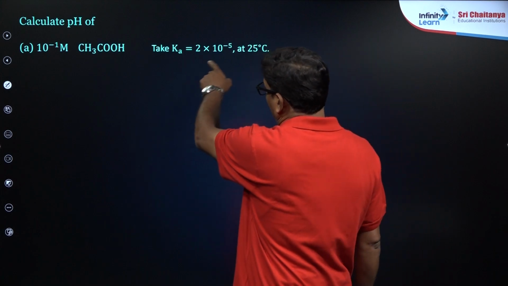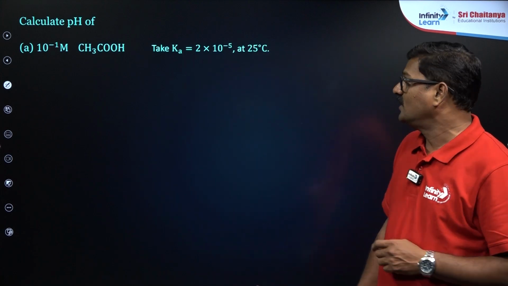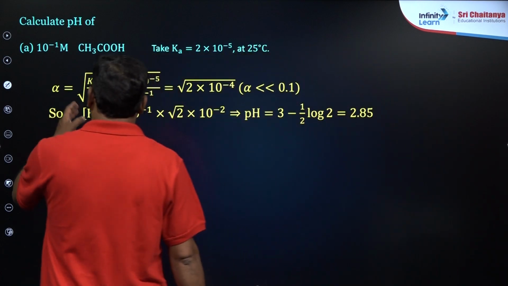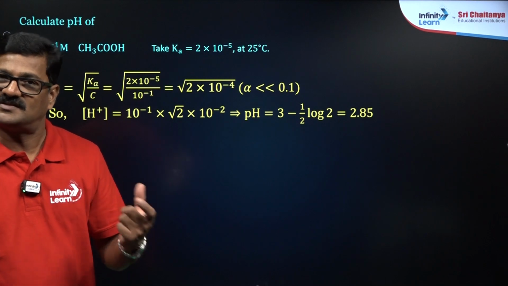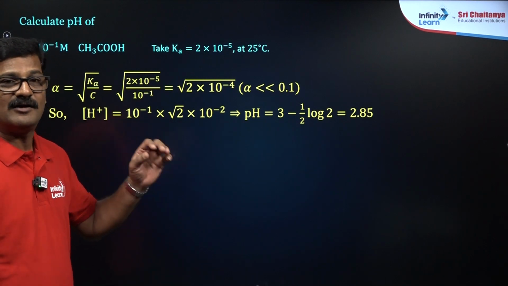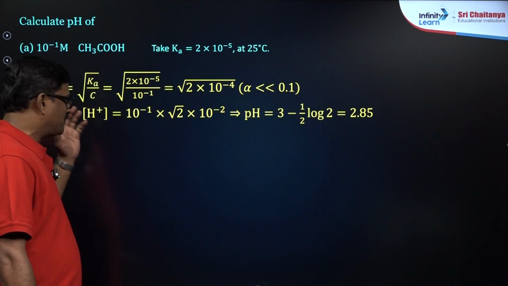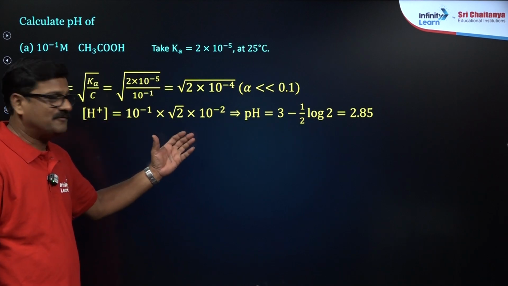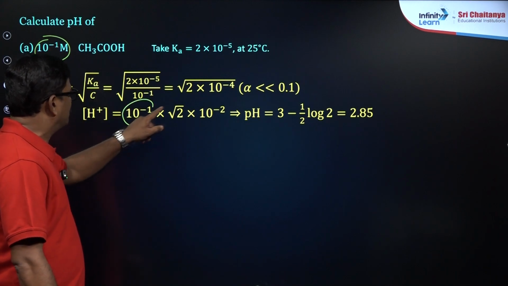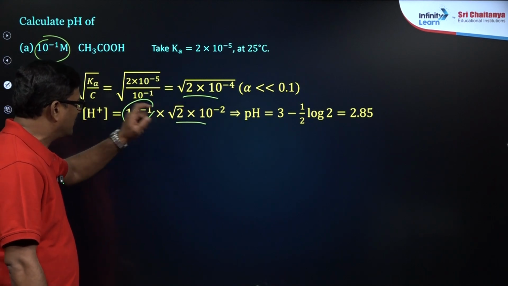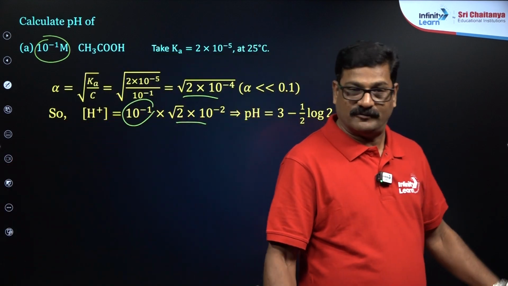So from there the Ka value you have to take as 2 into 10 power minus 5, the question itself gives it. And alpha is equal to root of Ka by C, where Ka is the acid dissociation constant and C is the molarity. According to Ostwald dilution law, you have directly taken the alpha value, and H+ ion is given as C alpha. C is given as this much, and alpha value is given as this much, and you can directly put it, the pH value is equal to 2.85.